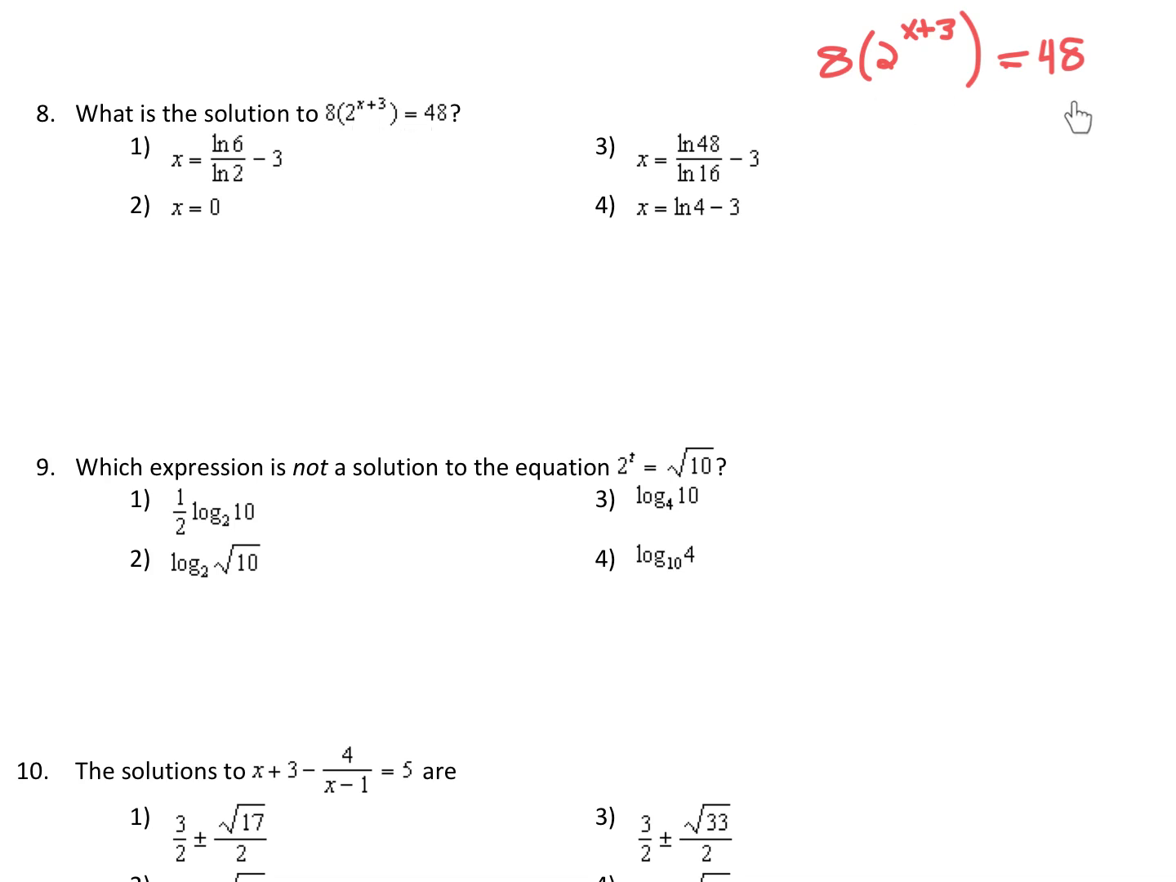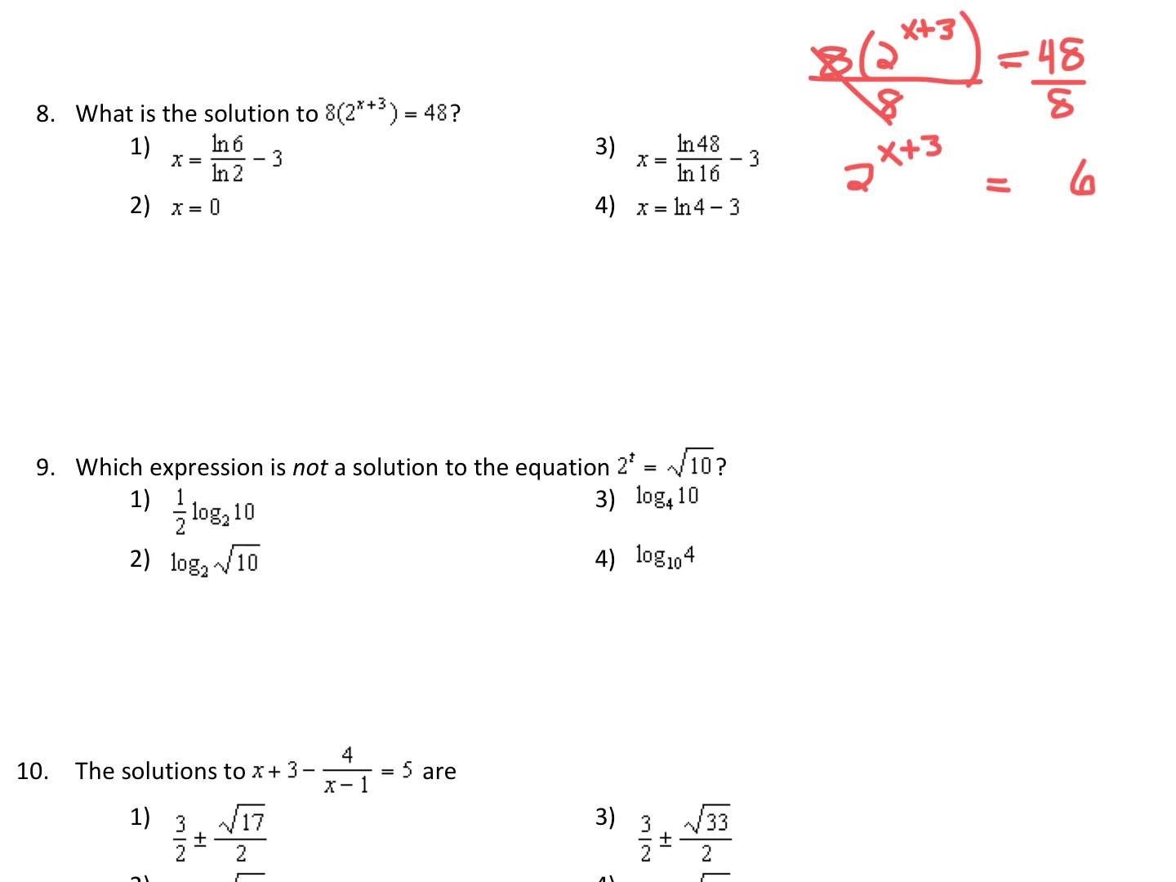So I rewrote it over here. Now, because we're solving for an exponent, we want to get the base that contains the exponent all by itself on one side of the equation. So we want to get rid of this 8. So let's just take both sides of the equation and divide it by 8. And that will leave us with 2 to the x plus 3 power equals 6.